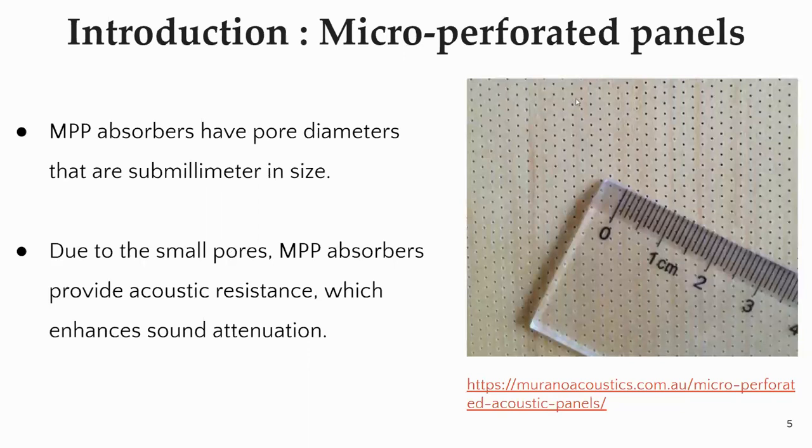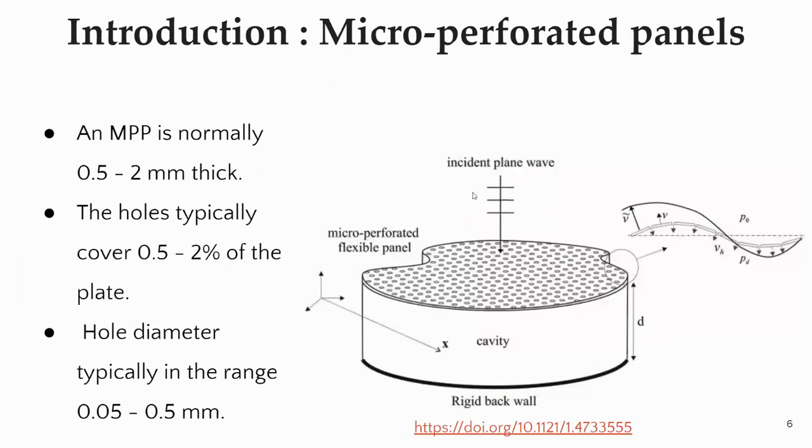And as you can see in the figure, these are small pores or perforations, in other words, in a microperforated panel. Each of these holes or pores is sub-millimeter in size. Sub-millimeter means less than 1 millimeter. Due to these small pores, the acoustic resistance provided by the material is high, which enhances sound attenuation and is used for a wide range of sound absorption. Generally, a microperforated panel is 0.5 to 2 mm thick, and the holes typically make up 0.5 to 2% of the plate, and the hole diameter, as I have said, is in the sub-millimeter range.